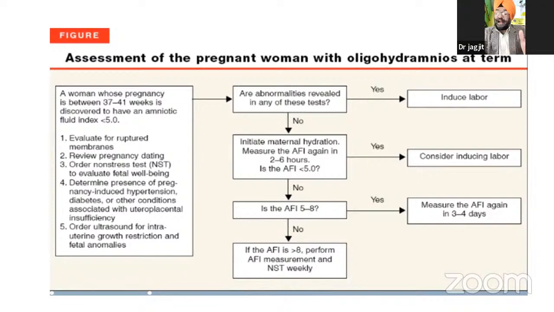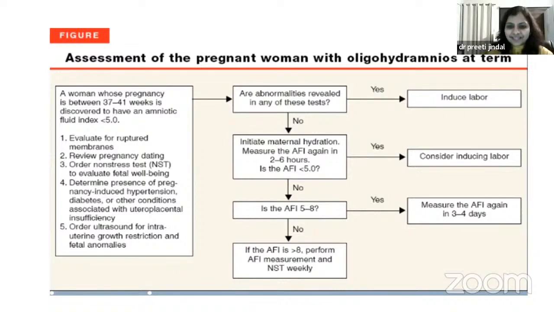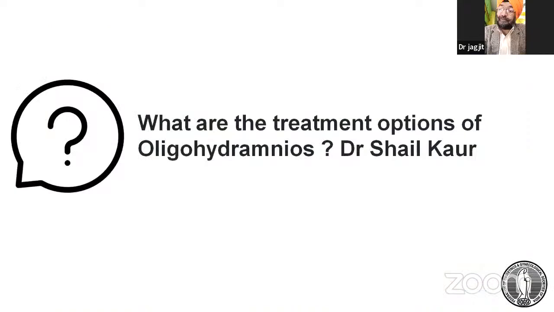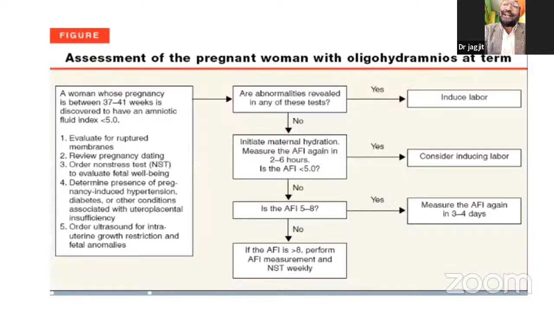And we are always much worried about oligohydramnios at term, because we don't want to lose a baby which has attained term. So now here comes the very good question: at term, how to manage oligohydramnios? So we have a very good algorithm over there. We have to see why oligohydramnios and how.